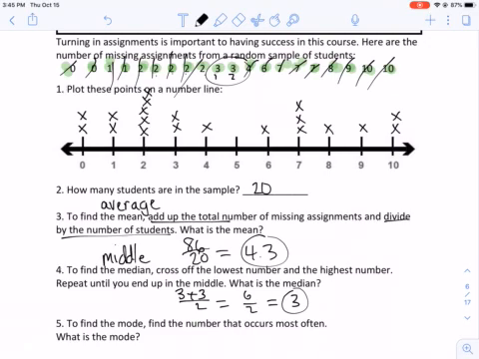To find the mode, we find the number that occurs most often. So mode is most. Most people like their pie a la mode. That means with ice cream on top. Let's see. I've got 5 2s. So my mode is 2.